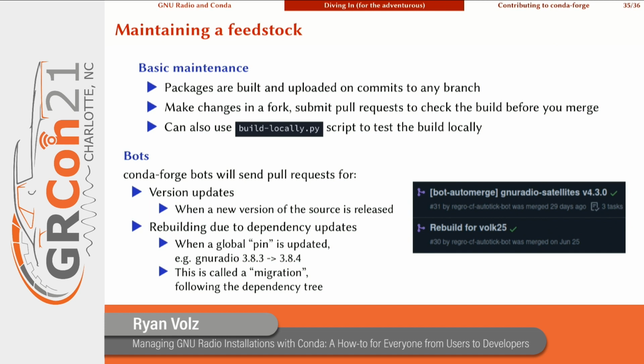To help you maintain the feedstock, conda-forge provides bots that will send pull requests automatically whenever there's a version update for a new version of the source that is available, or if there's a rebuild that is needed due to dependency updates, such as when a global pin is updated. So like if GNU Radio were to be upgraded from 3.8.3 to 3.8.4, that might trigger a migration within the conda-forge community where packages are rebuilt against the new version of GNU Radio following the dependency tree.